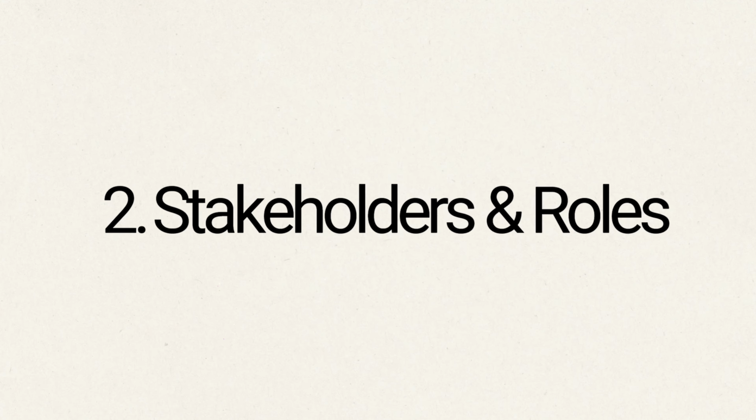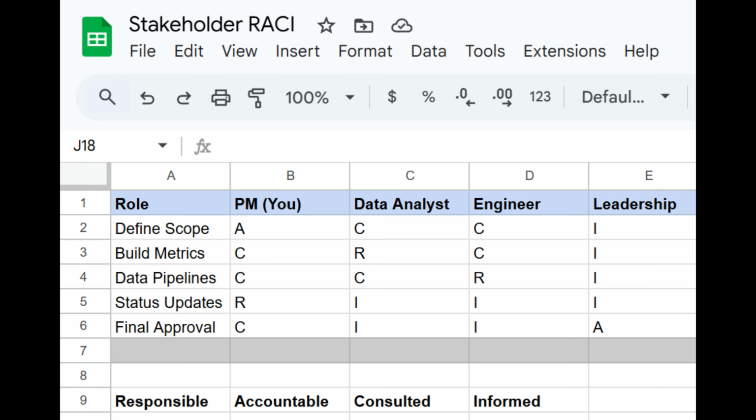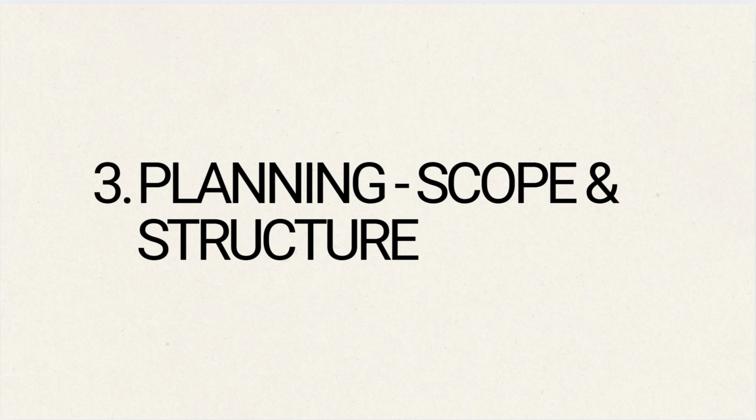Two, stakeholders and roles. Now that we're clear on the problem and the goal, the next focus is clarification on ownership. As a reminder, RACI stands for responsible, accountable, consulted, and informed. Here is an example for our project. Awesome. Now let's move on to planning, scope, and structure.